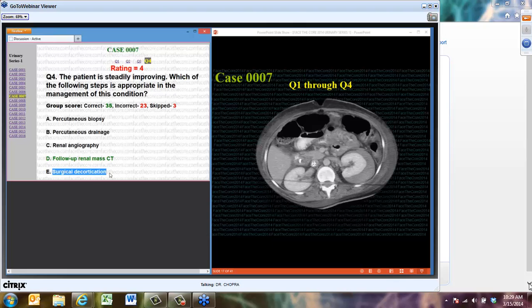Now, some of you may have written surgical decortication because whenever we look at a subcapsular hematoma, we start thinking, oh, is this going to become a Page kidney? Page kidney phenomenon is extremely rare. It is the development of hypertension in a patient who has a chronic subcapsular hematoma. It is extremely rare, number one, and number two, even if it does occur, it is treated with medical treatment. You do not need a surgical decortication.